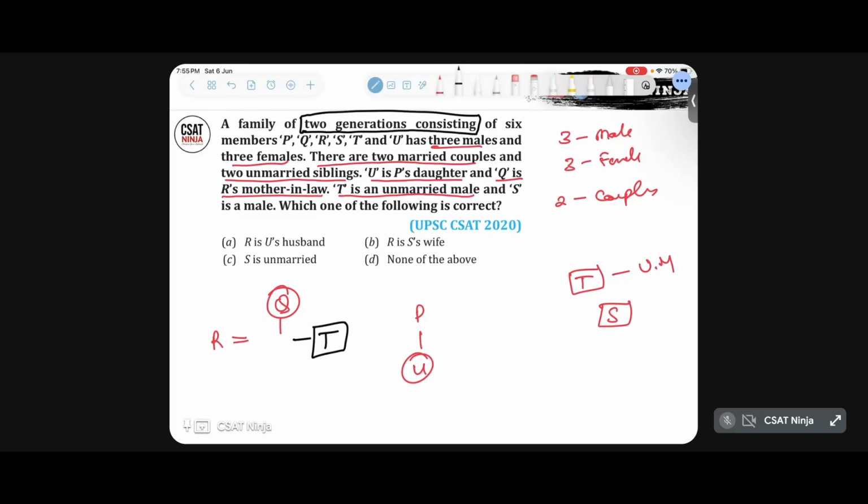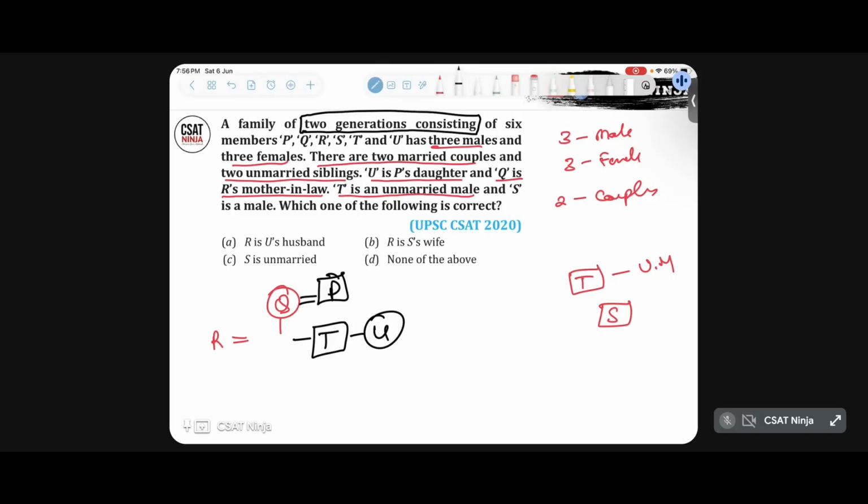2 generation. So this is one generation here. This is 2 generation here. So we have 2 generation, which means that P will be the father here and U will be here. Are we clear with that? So I think I'm messed up with that point there.